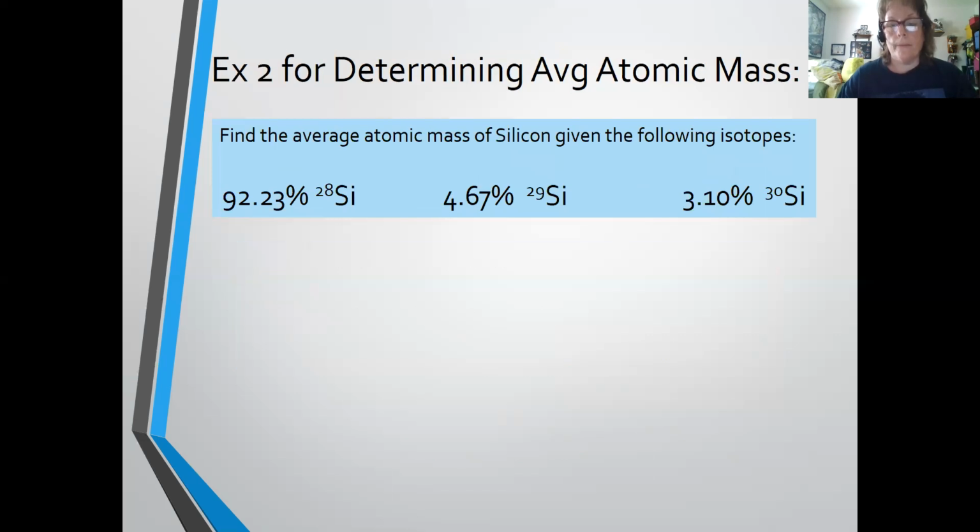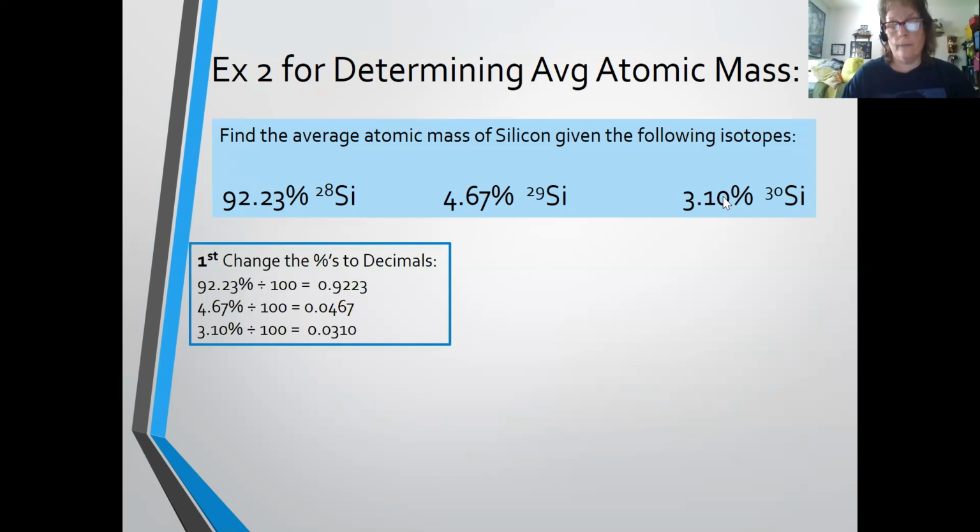All right, another example. Find the average atomic mass of silicon given the following isotopes. We have silicon 28 at 92.23%, silicon 29 at 4.67%, and silicon 30 at 3.10%. Well, what do we say the first thing you had to do? We got to get rid of these percentages and turn them into decimals. Again, if you can't do that in your head, then basically you just divide by 100. It gives you the decimal.